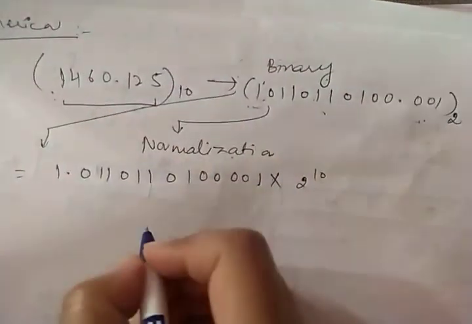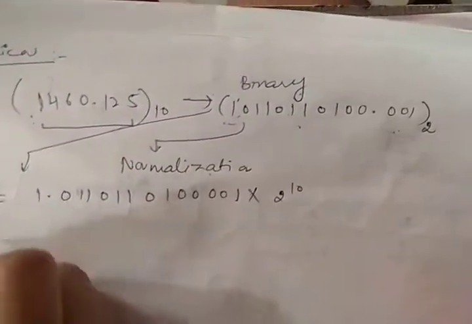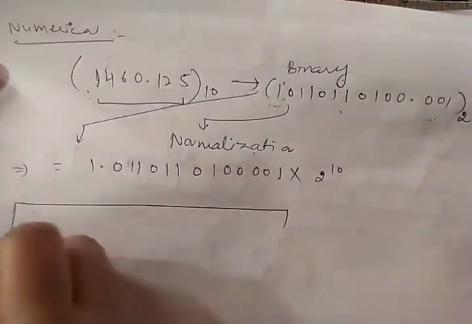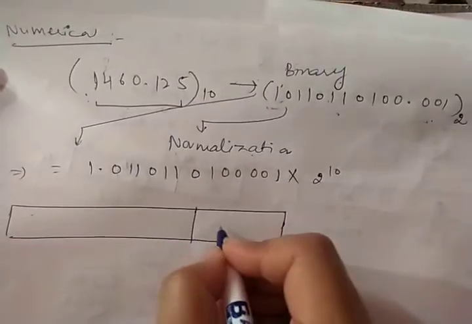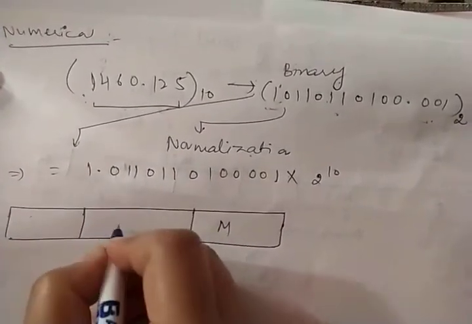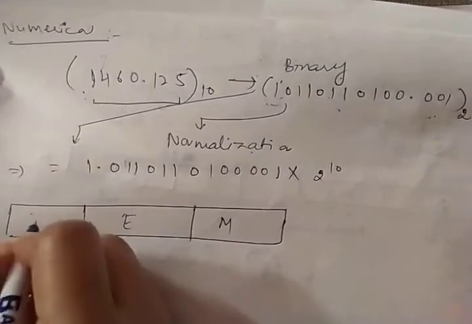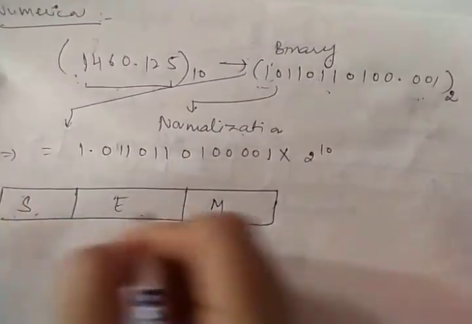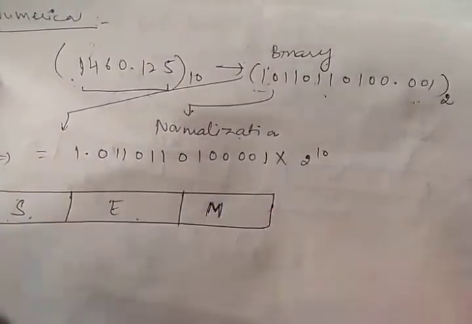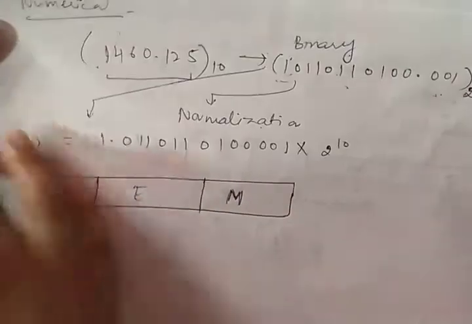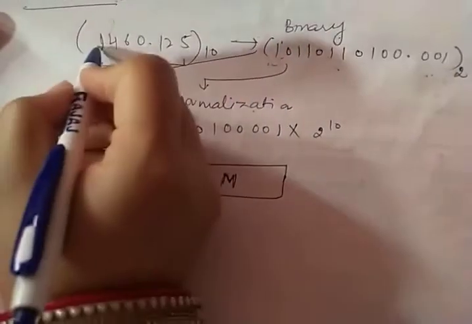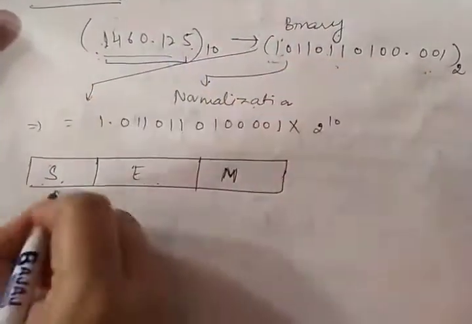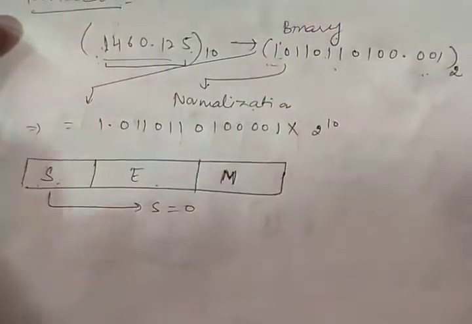Now let's begin with the process. For single precision, we have a format with the mantissa part, the exponent part, and the sign part. We need to get the value of all these three, then we are going to represent the 32-bit format for floating point representation. As you know, we are taking the example of 1460.125, and this is a positive number, so the value of s will be 0.